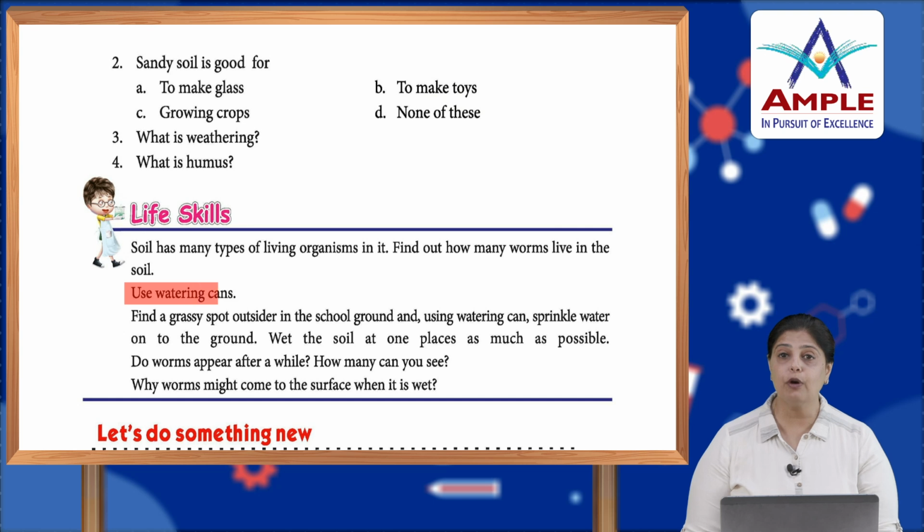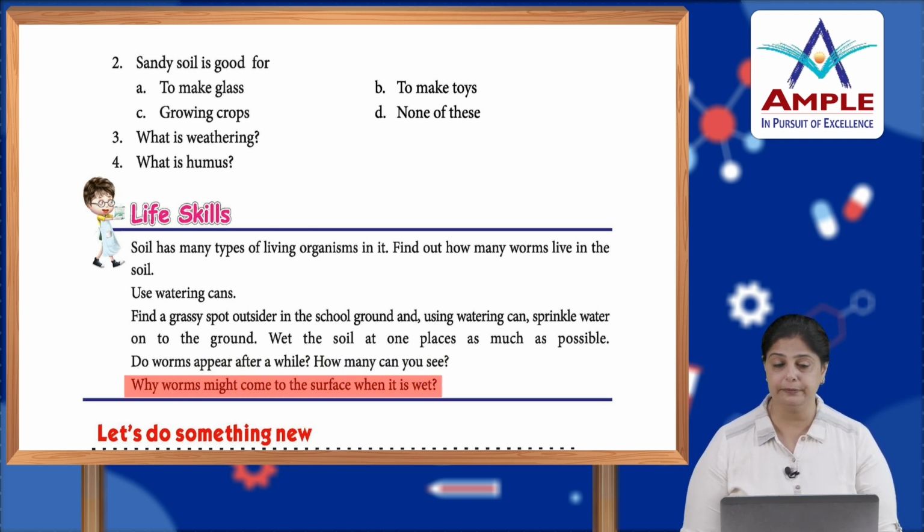Use watering cans. Find a grassy spot outside in the school ground, and using a watering can, sprinkle water onto the ground. Wet the soil at one place as much as possible. Do worms appear after a while? How many can you see? So, this is the method by which you can find out if there are worms and how many you can see. Why worms might come to the surface when it is wet.